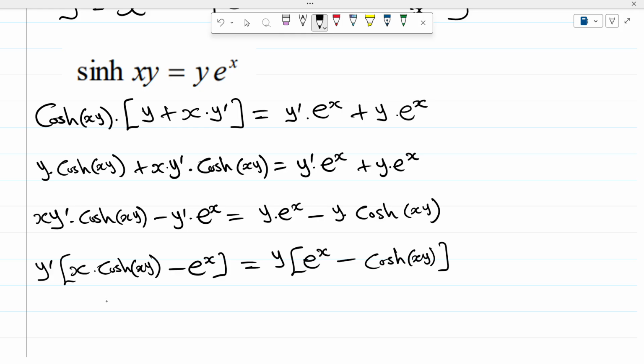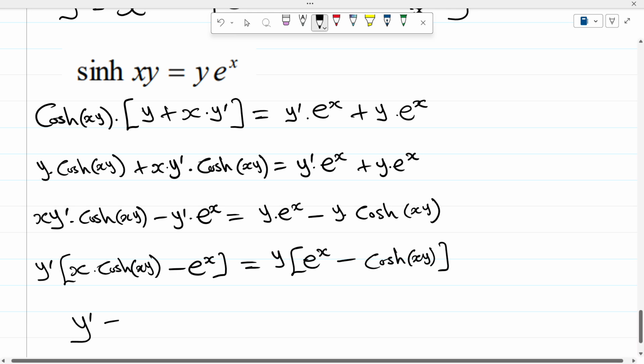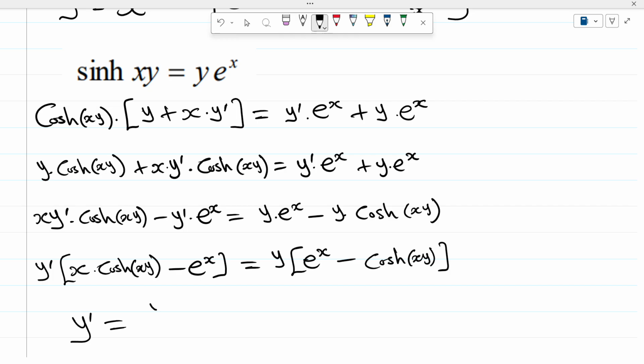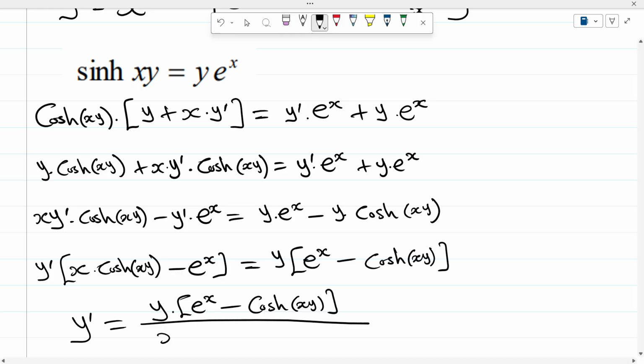And then since we're looking for y prime, we just need to divide both sides by the left hand side bracket there. So y prime equals y times e to the power x minus hyperbolic cos of xy, all divided by x hyperbolic cos of xy minus e to the power x, and then ta-da, you reach your final answer there.